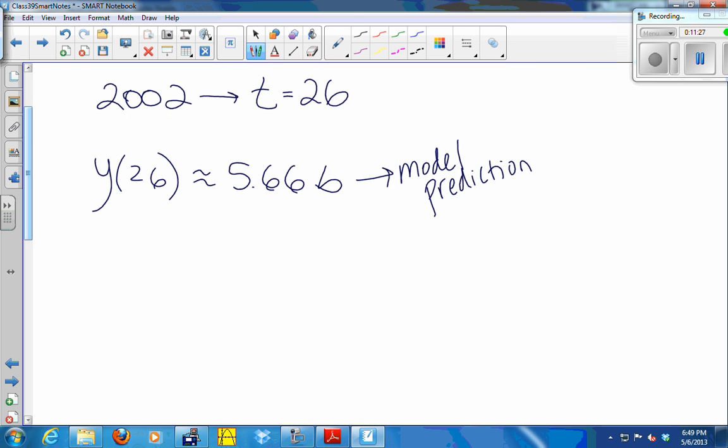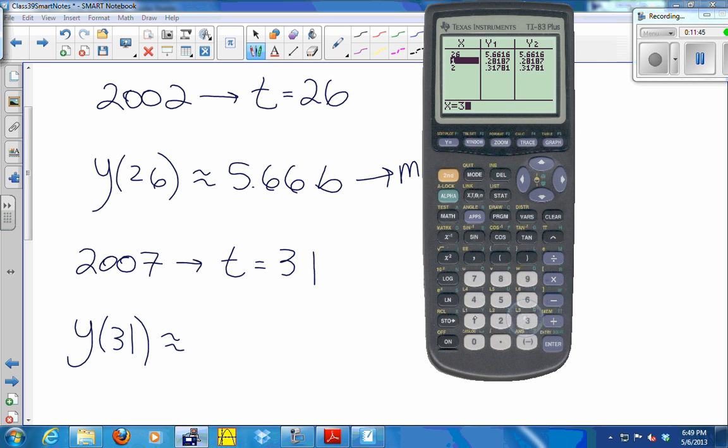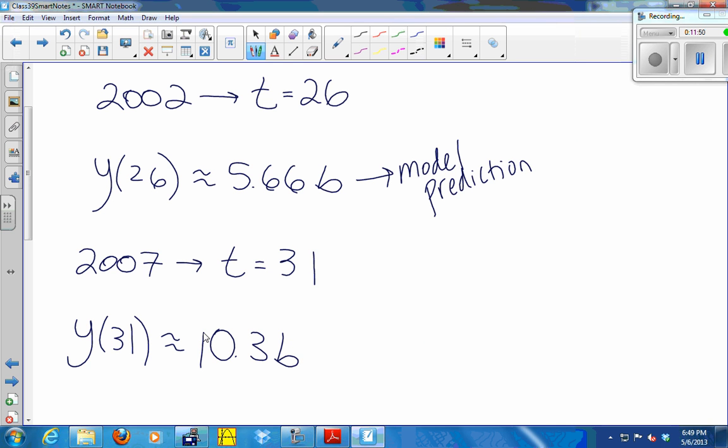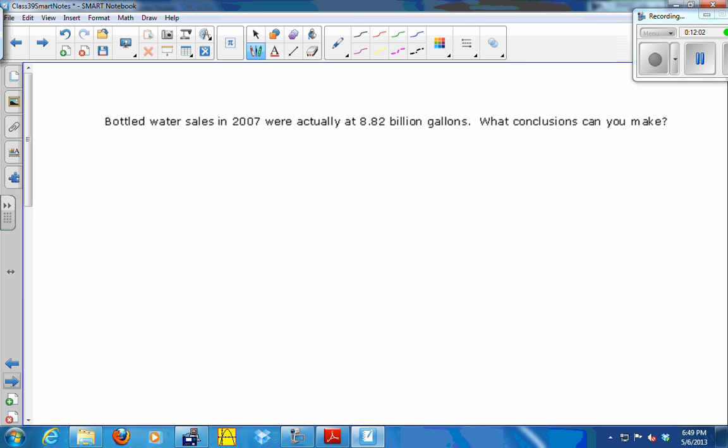But let's see what happens if I predict for 2007. Use my model to predict for 2007. So that would be 5 years later, which is t equals 31. So y of 31, that is 10.3 billion gallons of water in 2007. So actual sales of bottled water in 2007 were 8.82 billion. So what conclusions can you make now?